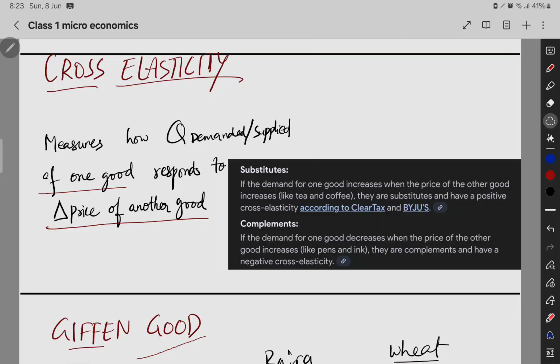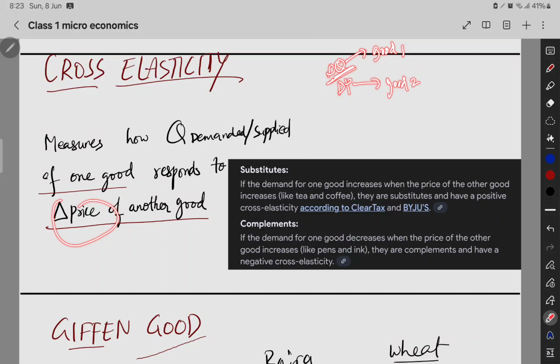Okay, now let us see a very interesting elasticity. Till now, what did we cover? We covered perfectly elastic, inelastic, relatively elastic, inelastic, unitary elastic, and also income elasticity. Now let us see what cross elasticity is. It measures how the quantity demanded or supplied of one good responds to a price change of another good. So this is similar to change in quantity with respect to change in price, but here the quantity demanded of good one, how is it changing with respect to another good two?